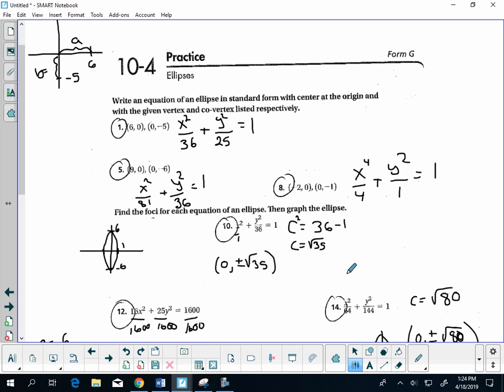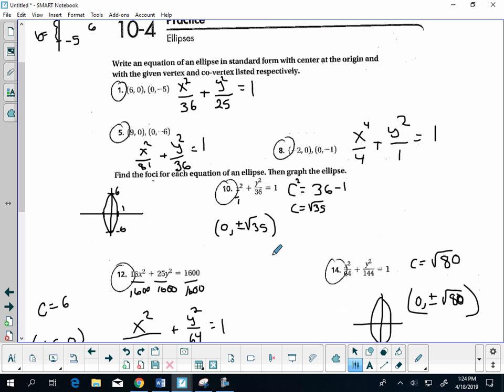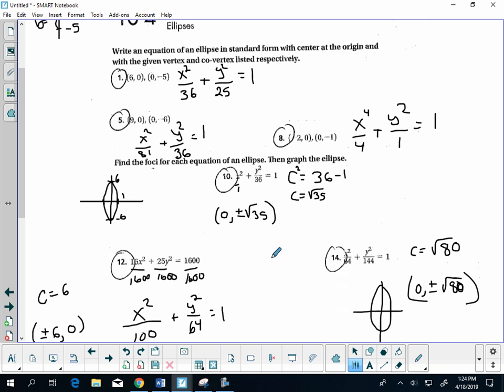Number 10, we needed to graph. I'm going to let you check some of your graphs on Desmos, but I want to go through the procedure. This one, I know it's going to be more up and down because my biggest number is underneath my y. So my center's at 0, 0. My number underneath my x squared is 1 squared, so I go right 1, left 1.